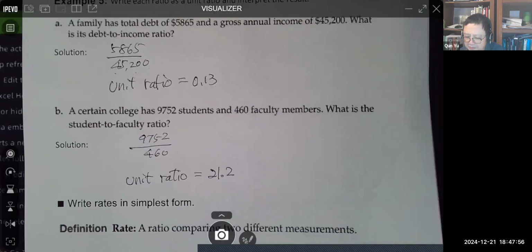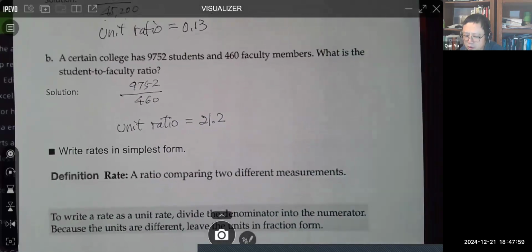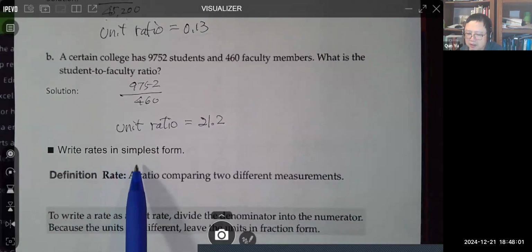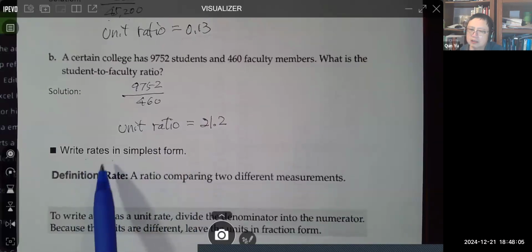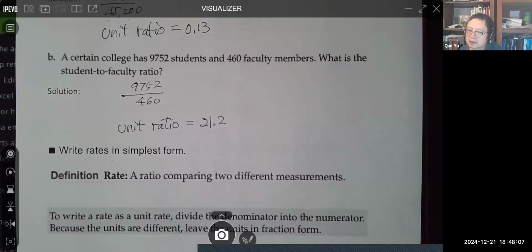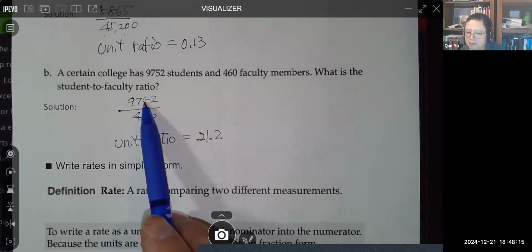Okay, now write rates in simplest form. So not a ratio anymore, it's a rate. So what is the difference between a rate and a ratio? For a ratio, the 2 numbers basically measure the same thing. So for this one, we just did, both measure people.